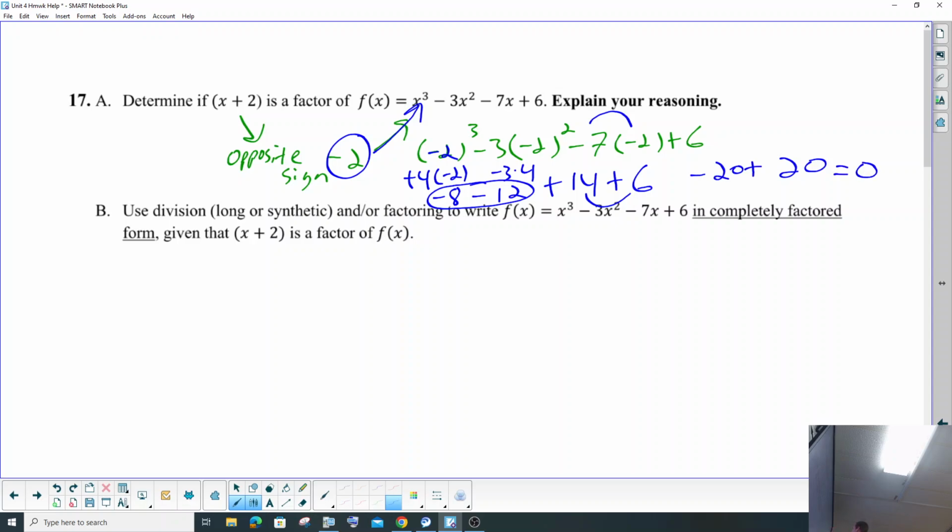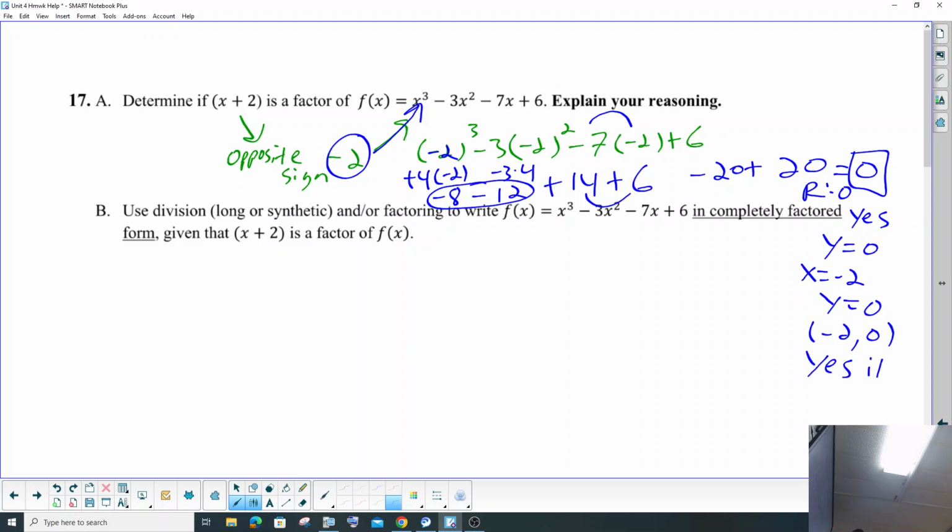And when you add those two together, you get 0. When you add all those together, you get 0. So we're going to say, yes, it is a factor. We got a remainder of 0. And so we have a y value of 0, right? X value is negative 2, and so y value is 0. And so then, yes, it is an x-intercept. Yes, it is a root. And it is a factor.